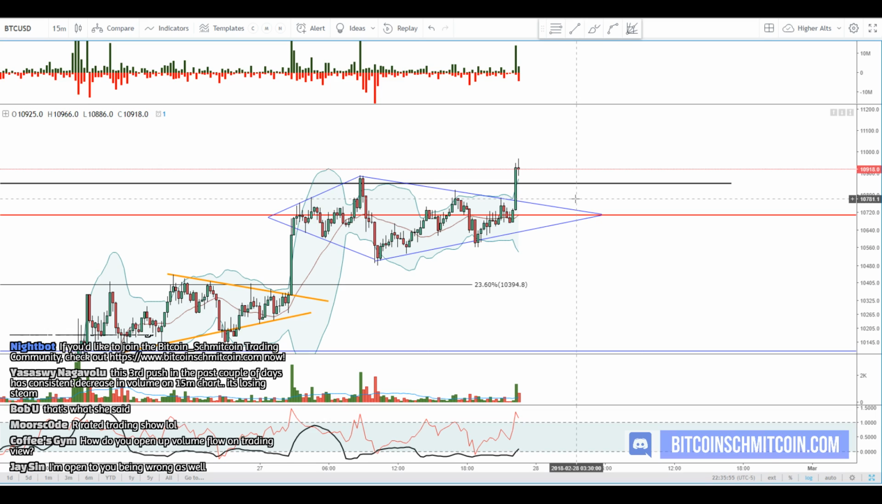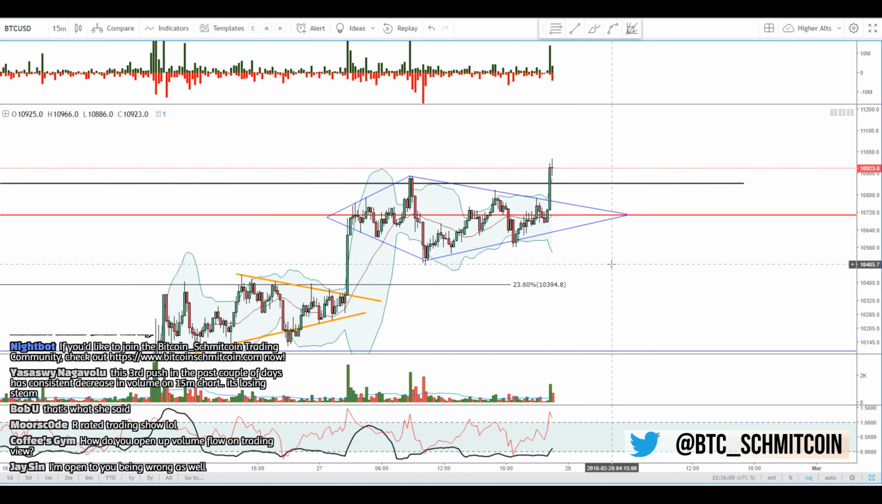So the current 15-minute candle is being overwhelmed with sells. You can see it on the volume flow. I don't think it's ready to pull back just yet.